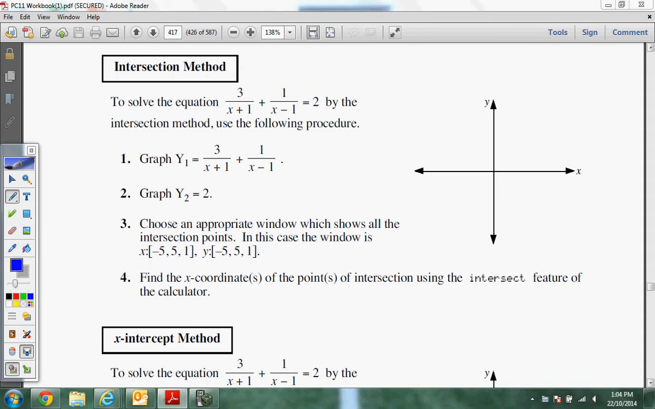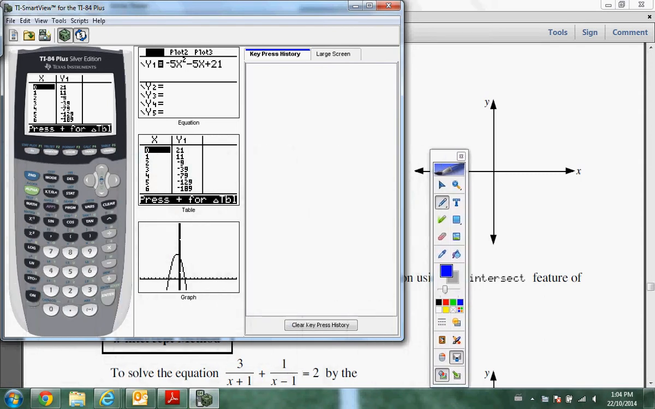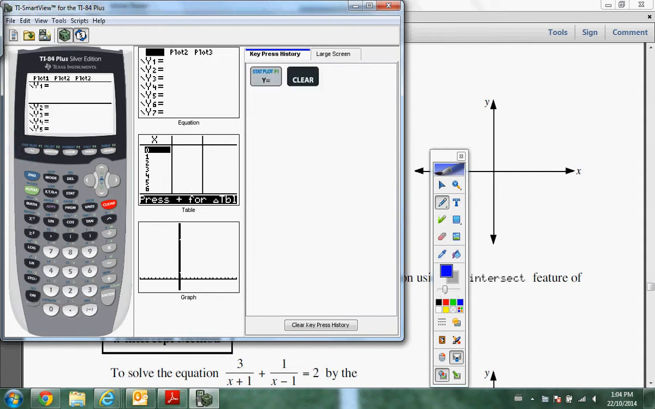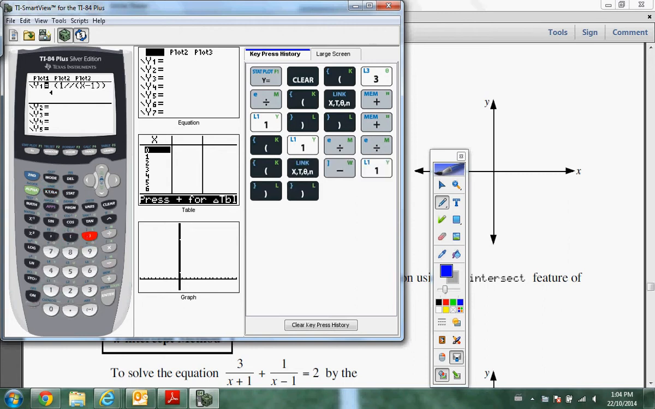So I'm going to go to my calculator. You guys can fill this stuff in and draw the picture. So what we're going to do is in my y1, I'm putting the left side, the 3 over x plus 1. So clear this. I'm going to do parentheses, 3 divided by, I like to do parentheses around my x plus 1 stuff too. That's 3 over x plus 1, and then plus 1 over x minus 1. Okay, so that's my y1. And my y2 is simply 2.